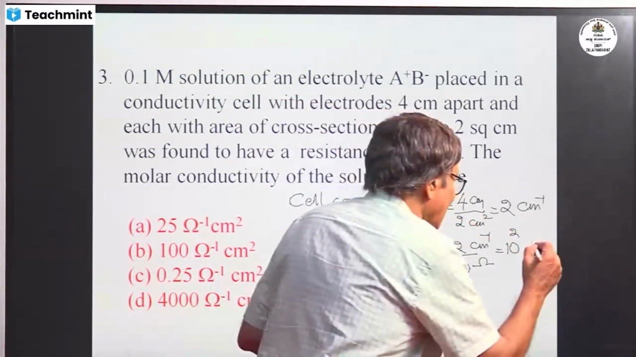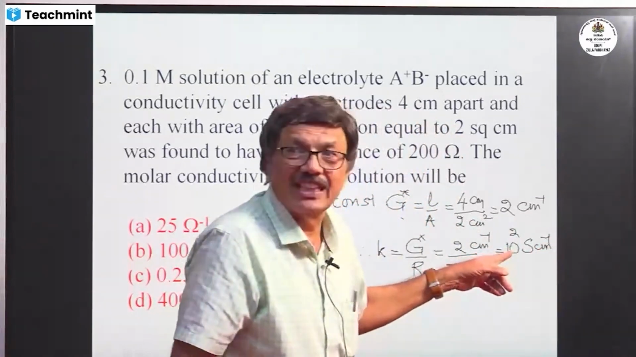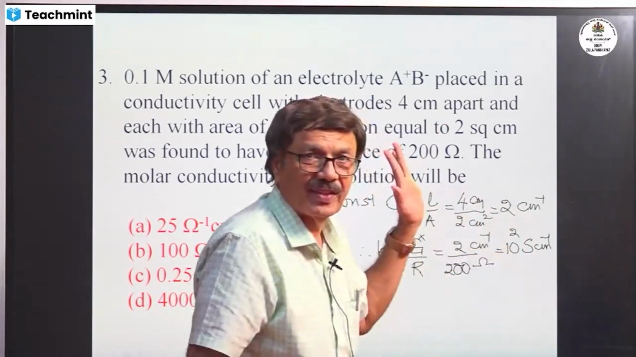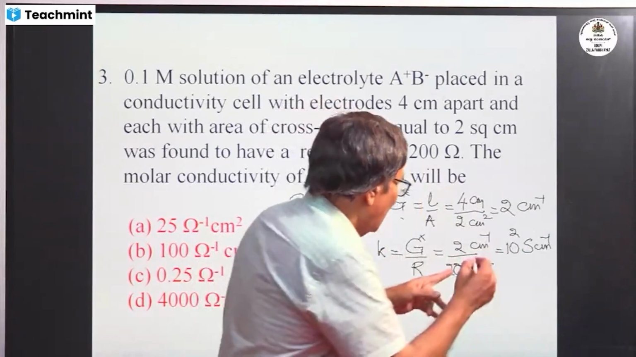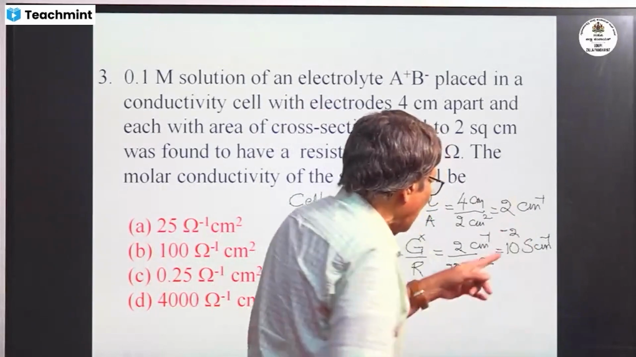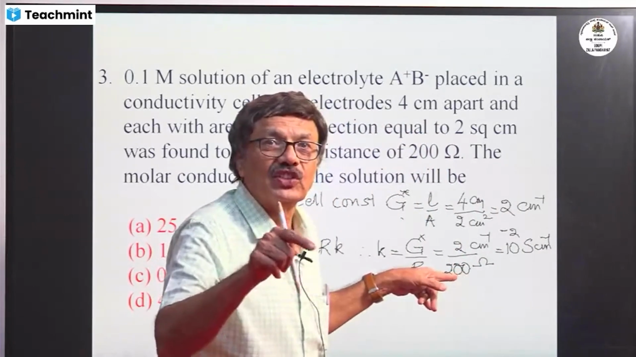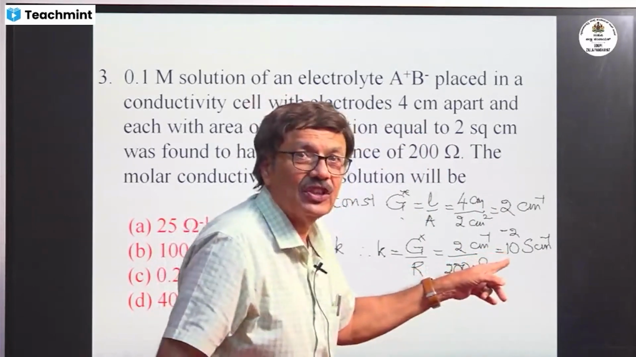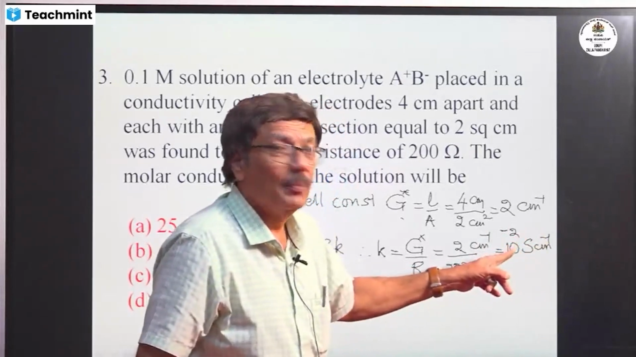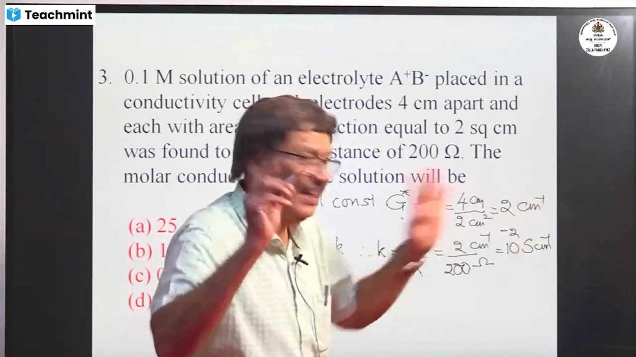What we call Siemens per centimeter. So what is Siemens? Siemens is nothing but per ohm. Per ohm is called Siemens. Siemens per centimeter. So 2 by 200 is 1 by 100, which means 0.01, or you can better write it as 10 to the power minus 2 Siemens per centimeter. What is this Siemens? When ohm goes to the numerator, it becomes per ohm. That itself is Siemens.